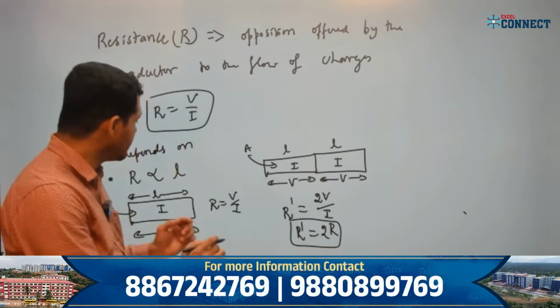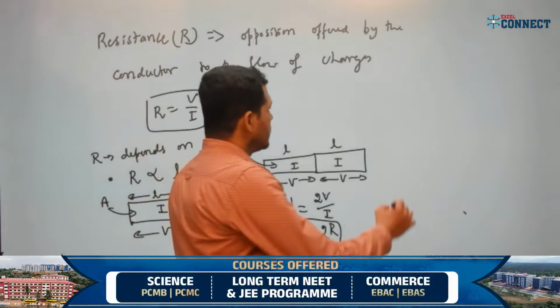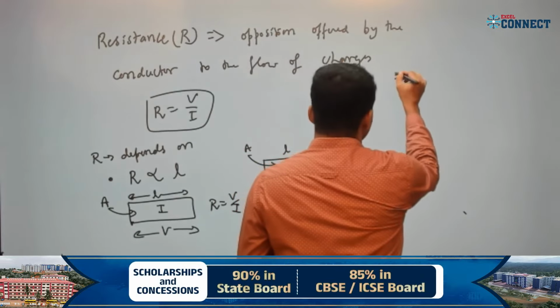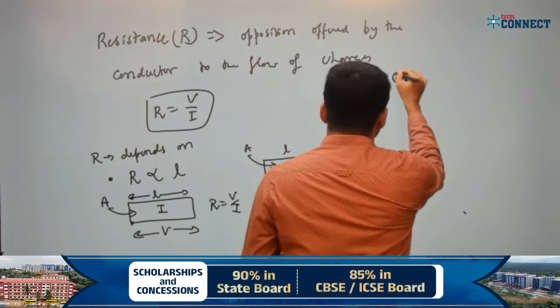And resistance also depends on another factor, that is the area. Now how can we write in terms of area? Second point I will write here. This is the first point. Second point: resistance is inversely proportional to cross-sectional area.